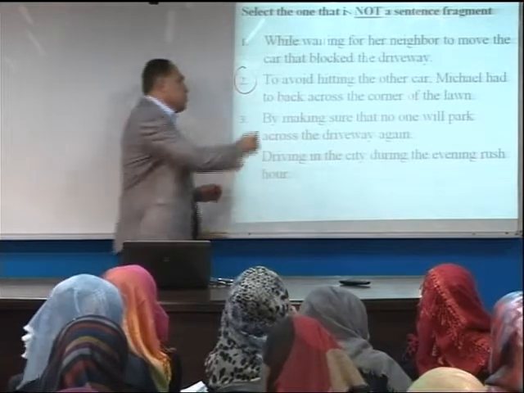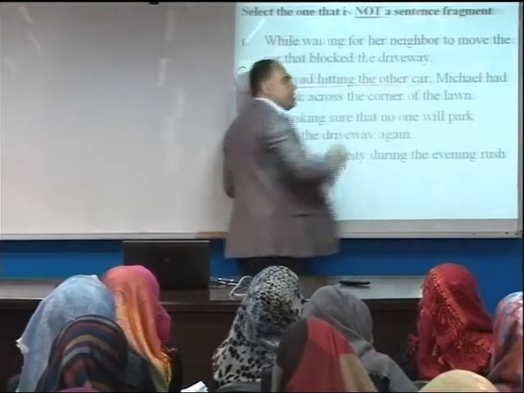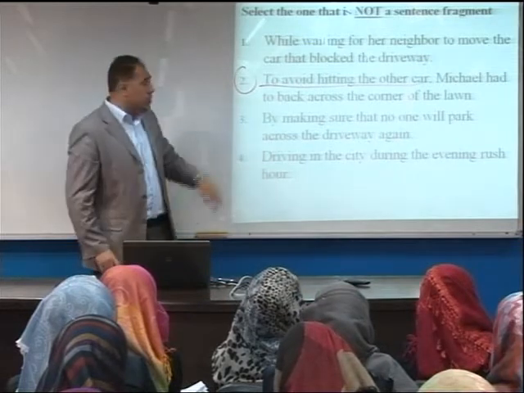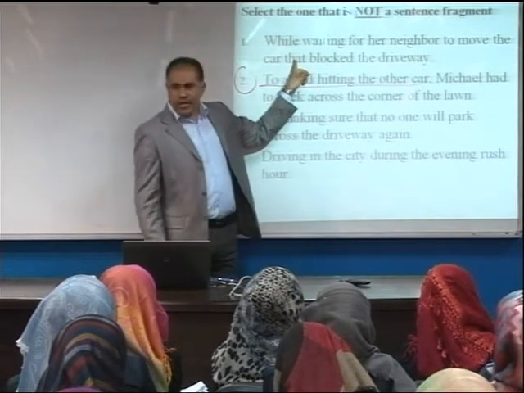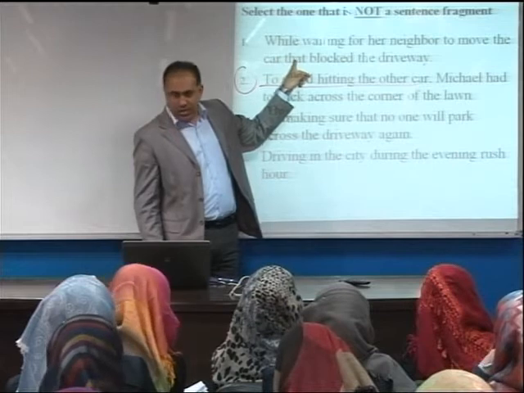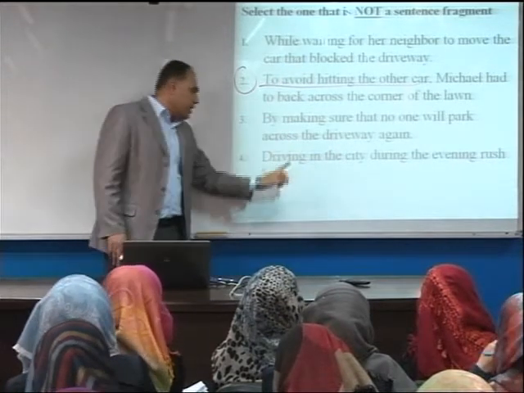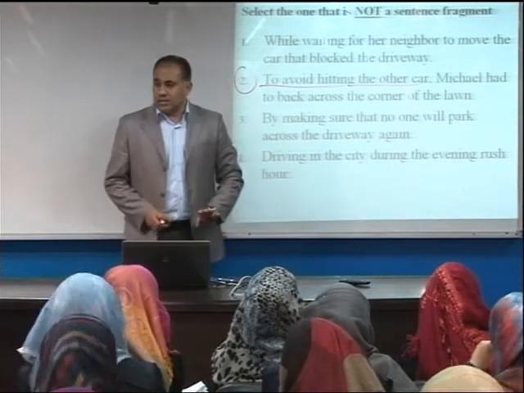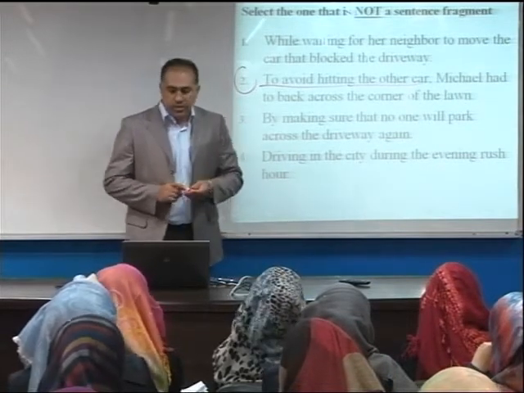Why is that? We have a prepositional phrase, and then we have a complete sentence, and so we have a complete idea. Whereas number 1 is only a dependent clause. It's not a complete sentence. And numbers 3 and 4 are dependent clauses. They are not complete sentences. They don't express a complete idea.